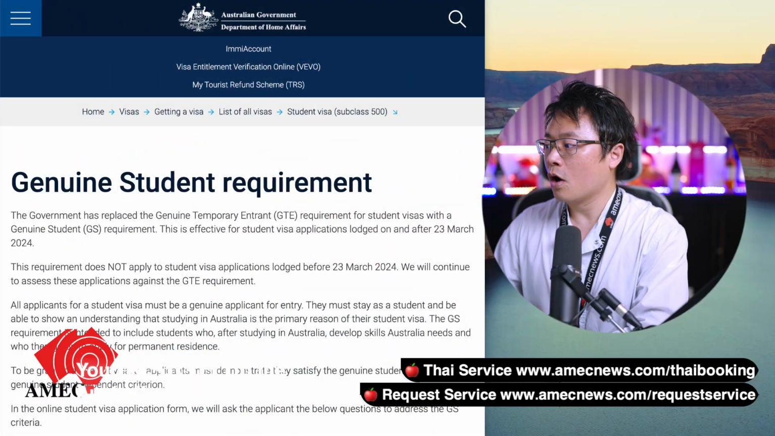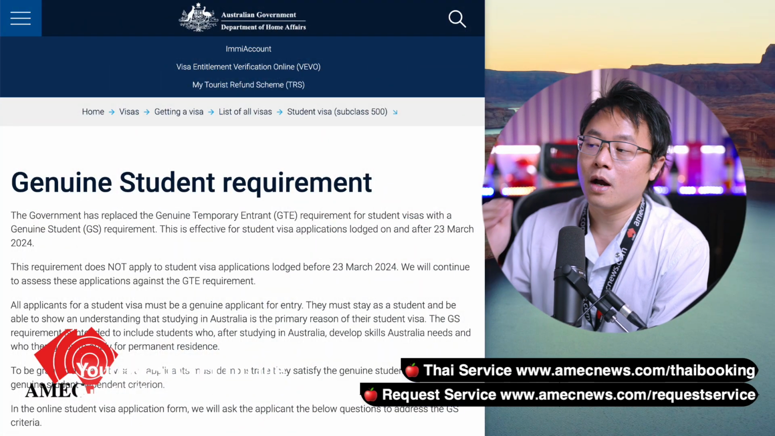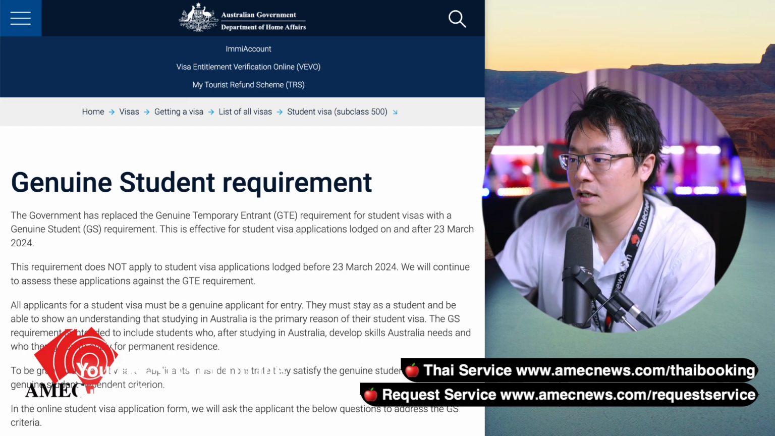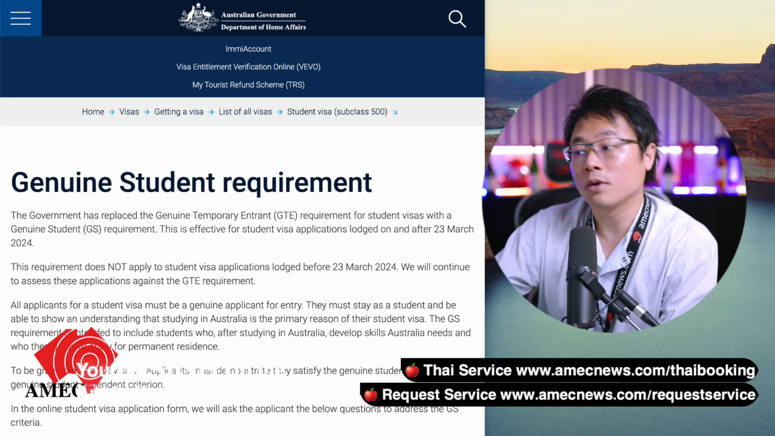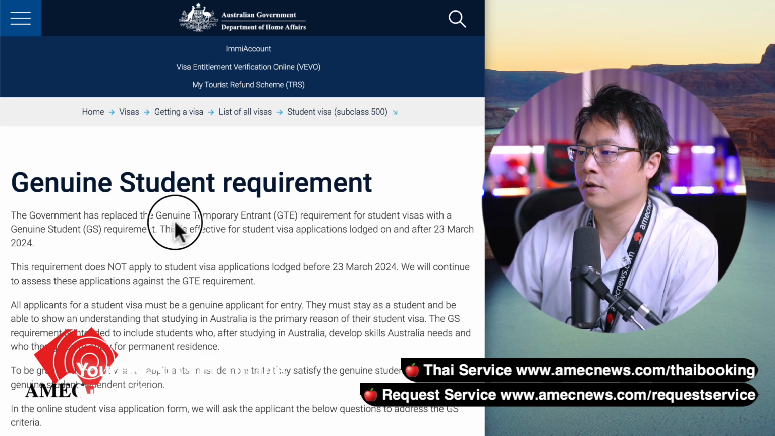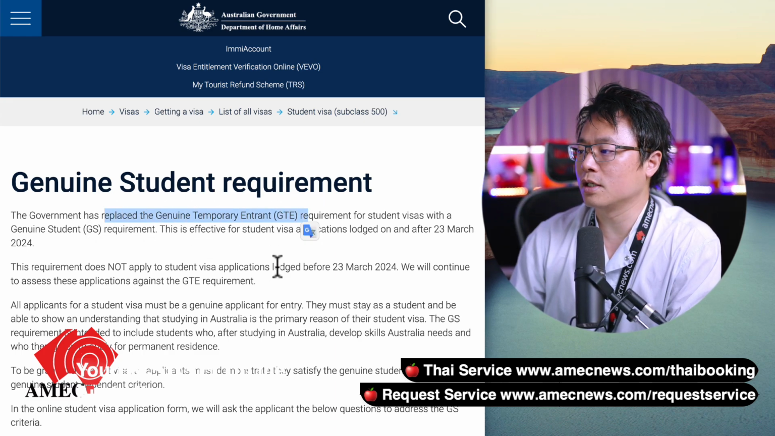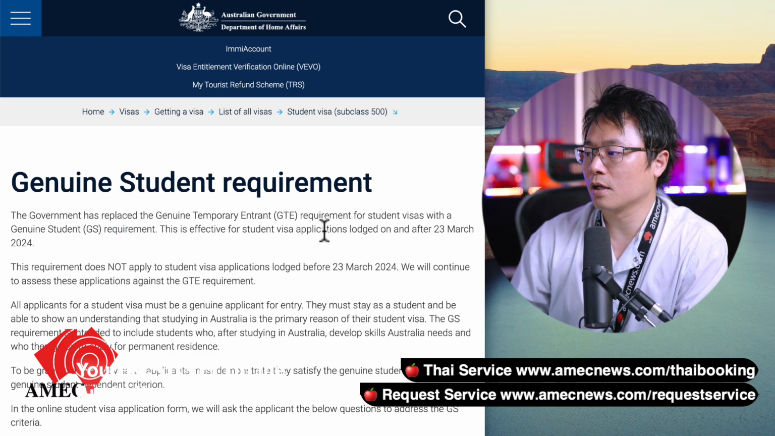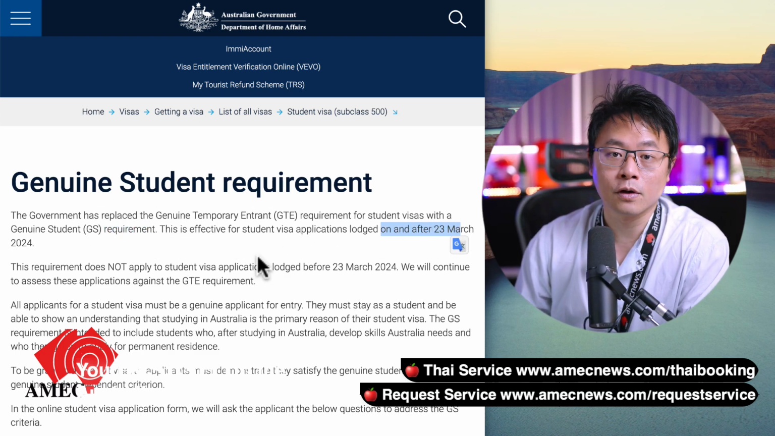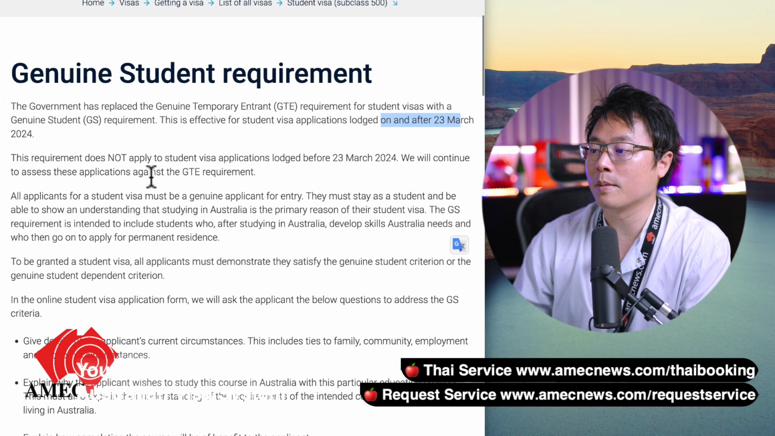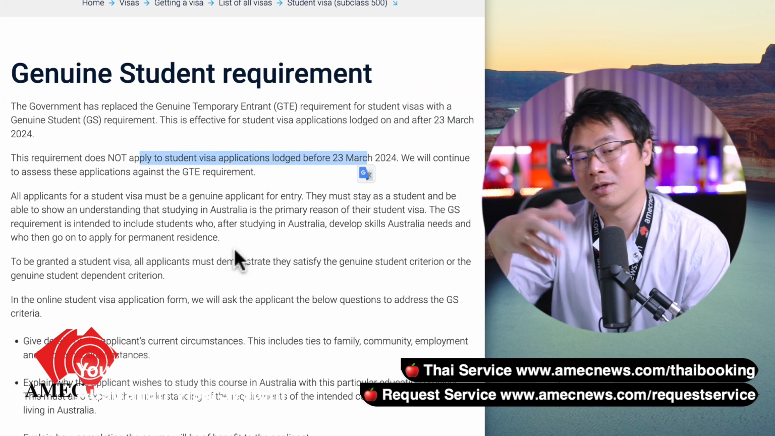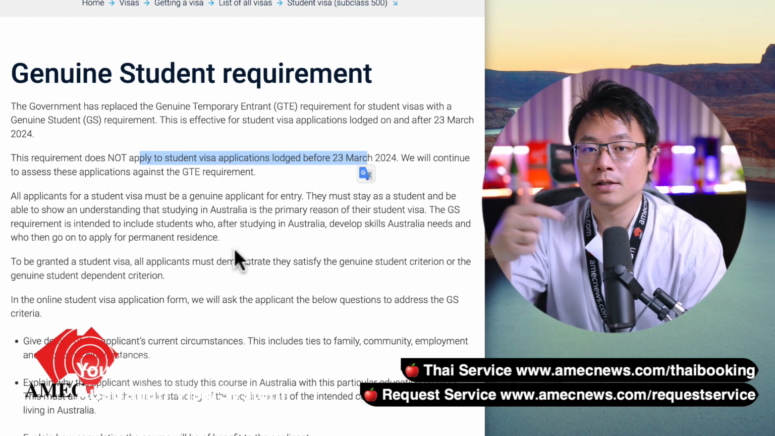Anyway, let's have a look at the new announcements of the genuine student requirements. So it's not going to be a genuine student test, or not going to be GST, but they will call it the GS requirement. Okay, so the government has replaced the GTE requirement with the GS requirement. This is effective for applications lodged on or after 23rd of March. That's going to be today. The requirement does not apply to students who lodged before that. So that's yesterday. Now, what's the difference between people applying yesterday and today?